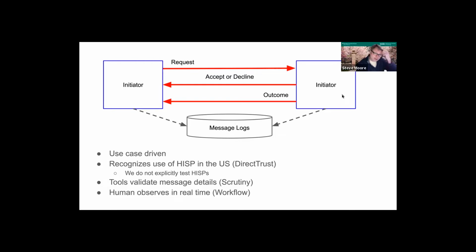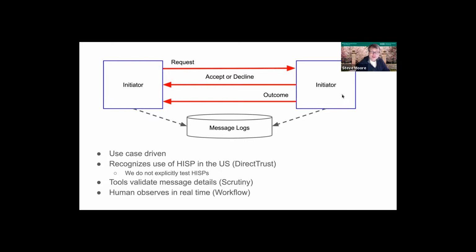In our testing, we walk through the use cases, the accept use case and the decline use case, and we ask the participants to collect message logs that we can scrutinize for conformance to the profile's requirements. The testing for this particular profile is use case driven. As I said, there's an accept use case and a decline use case, and then some others that we won't go through. This particular profile recognizes the use of a HISP in the US, which is based on the Direct Trust standards, if you are familiar with those.